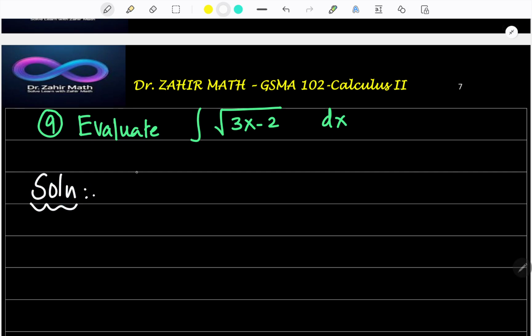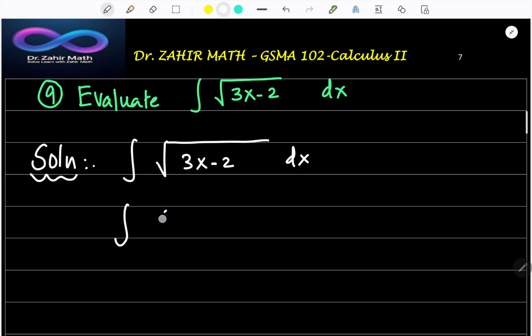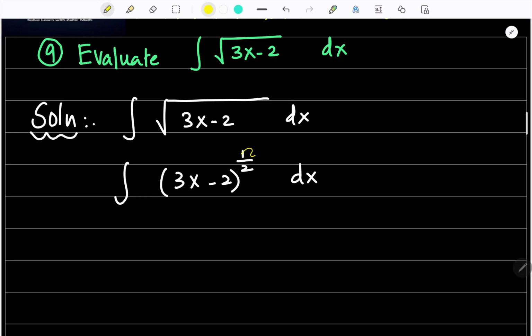Right. Okay. So the integral of square root of 3x minus 2 times dx. Usually we don't write square root. We write it to the power of 1 by 2 into dx, because we want the power n, right? So this is your n. This is your n. Am I right? This is your n.